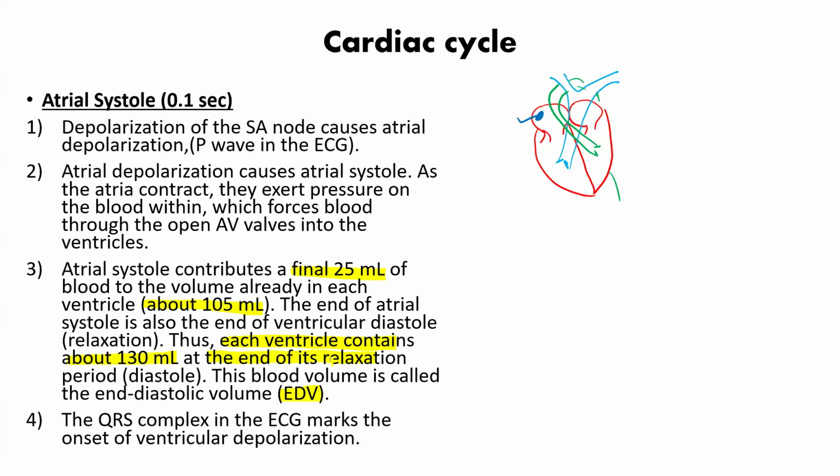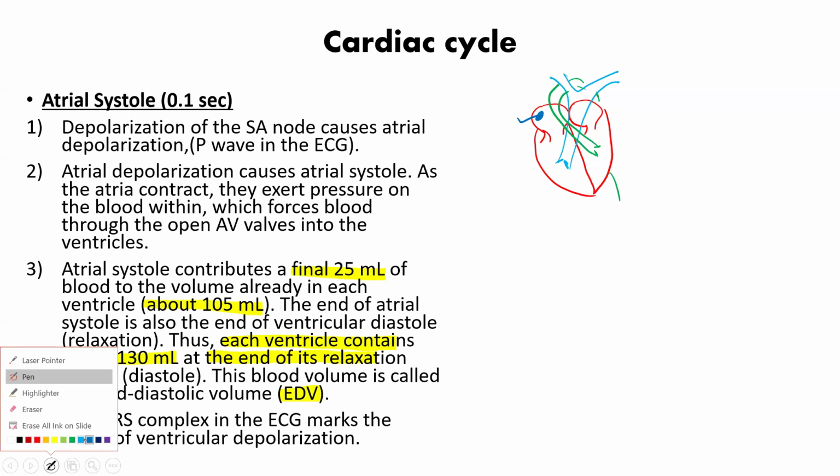Clear? Now from the SA node, the message is transmitted to the AV node. From the AV node, it is given to the AV bundle, from the AV bundle to the right and left bundle branches, and finally to the Purkinje fibers, which will start the ventricular systole. Clear? For this conduction of the heart, please see another video. It will be helpful for you.